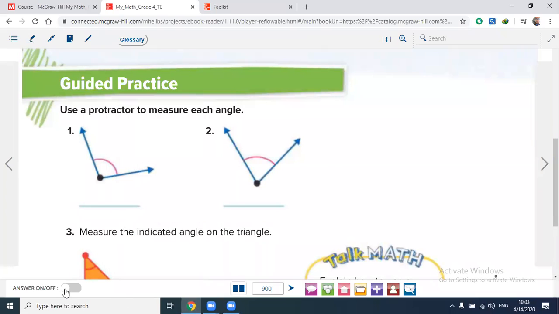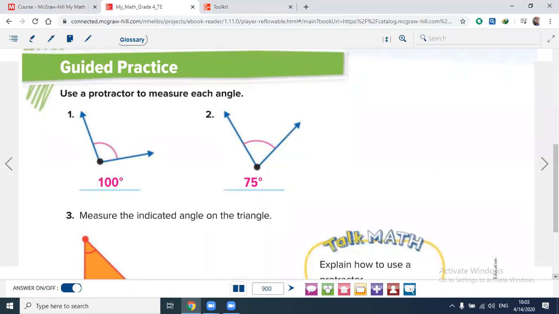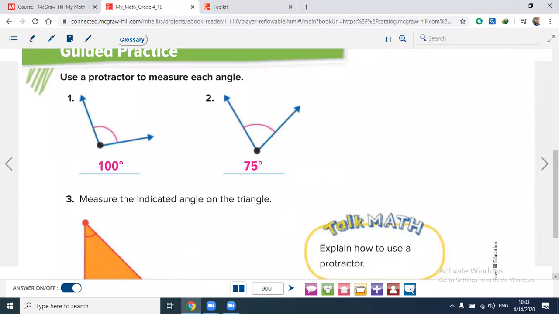You can check in your book and get your protractor to measure this angle. Place the center of the protractor on the vertex of the angle, then count from this side to the other side to measure the angle. It will be 100, and this one would be 75. Write it in your book, and then you can check by yourself using your protractor.